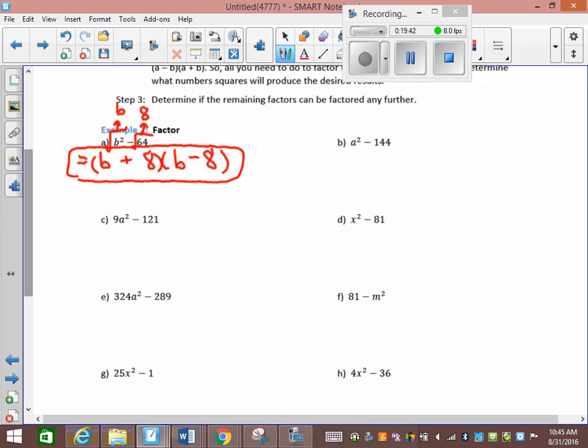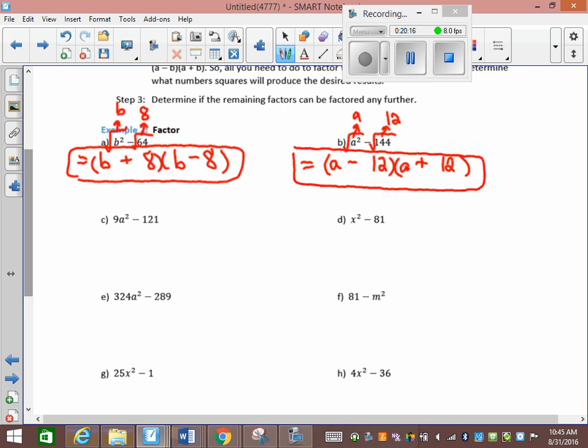a squared minus 144. Two terms, subtract the sign in between, so possible difference of squares. First thing I ask, can I take anything out of both those terms? No. And I check to see if it's two perfect squares. Square root of a squared is a, square root of 144 is 12. So there's two brackets. a goes in the front, 12 goes to the back, negative, positive, or positive, negative, it doesn't matter. Got it.